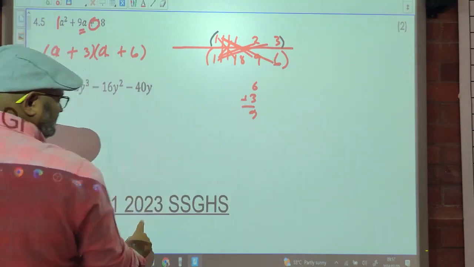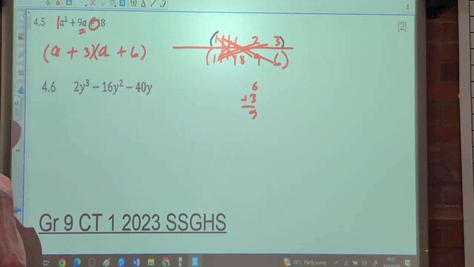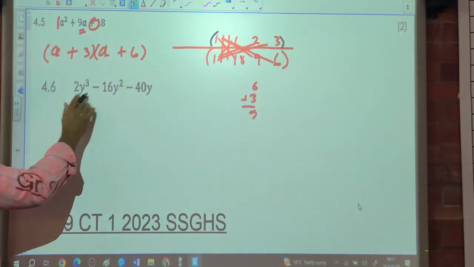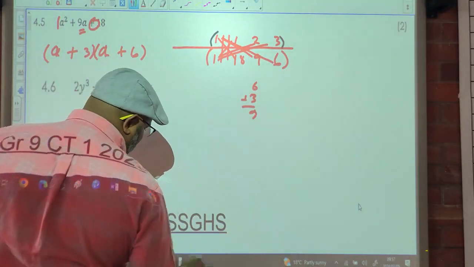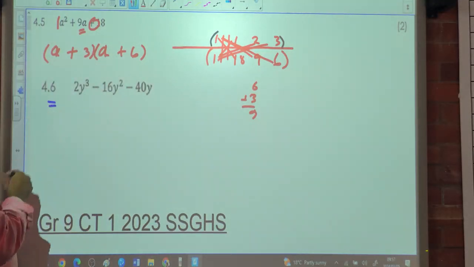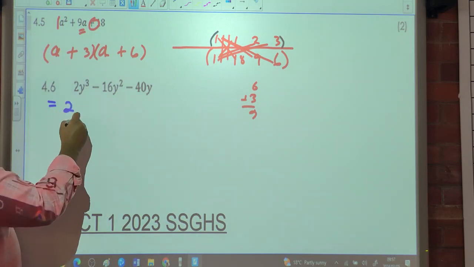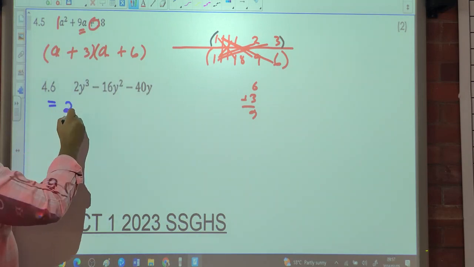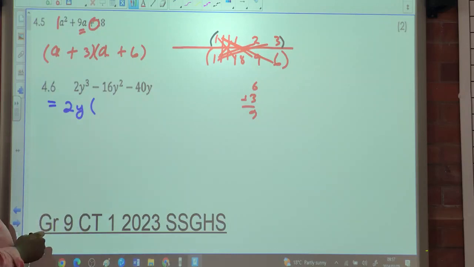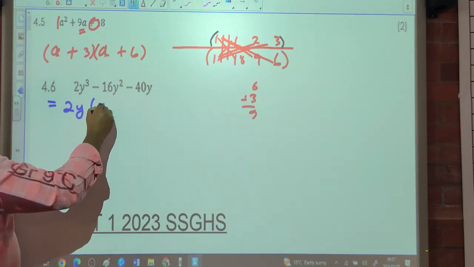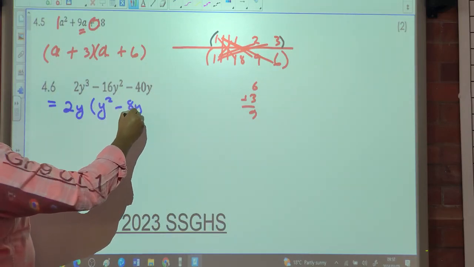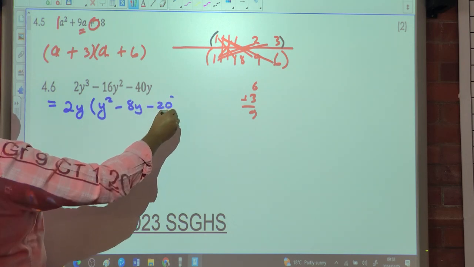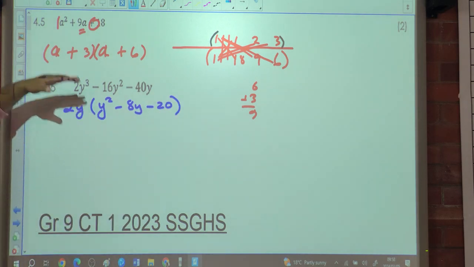4.6. So as you can see, what is common here? 2. So we have to first take out the common factor. Common factor overrides all types of factorization. So you take 2, and as you can see for the variables, y is also common. So what am I left with now? y squared minus 8y minus 20. As you can see, again we have a trinomial.